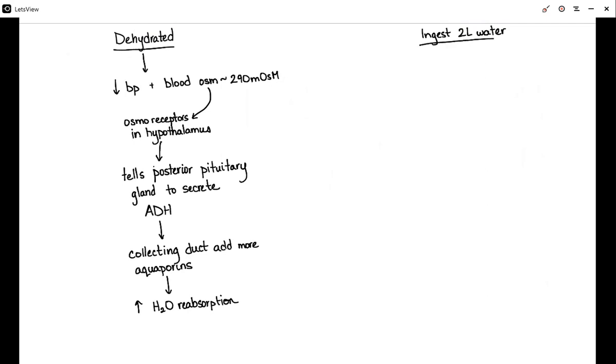So if I ingest 2 liters of water, I expect my blood pressure to probably go up, but most importantly, my blood osmolarity will go down. And that's also going to be sensed by osmoreceptors. They're going to sense this, and they are going to tell the pituitary gland to do what? They are going to tell it to stop secreting ADH.